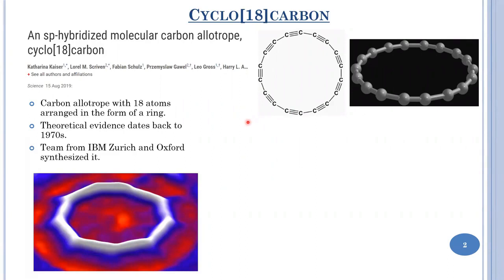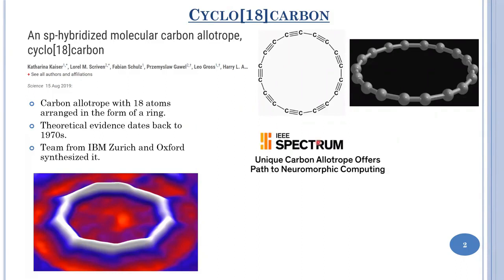What is so special about this cyclo-18 carbon? The moment it was synthesized, IEEE Spectrum came up with an article saying that this unique carbon allotrope can offer a path to neuromorphic computing. And how is that possible? They said that these atoms would act like neurons, and the bonds between these atoms would act like synapses. I don't know how that is possible, but this was just to give you a feel of how hot this topic is.